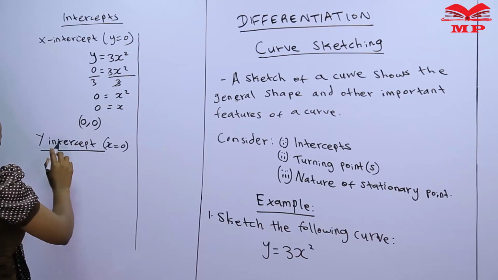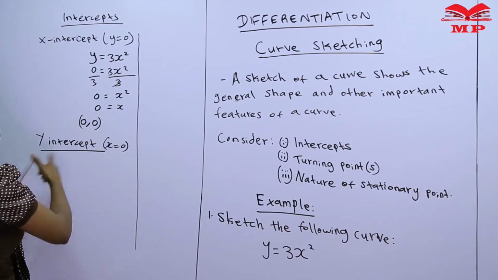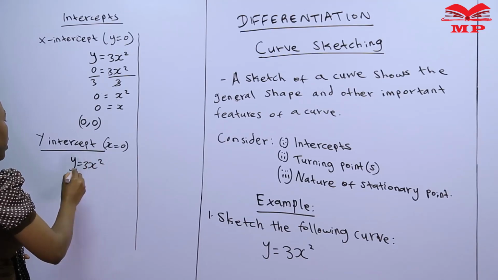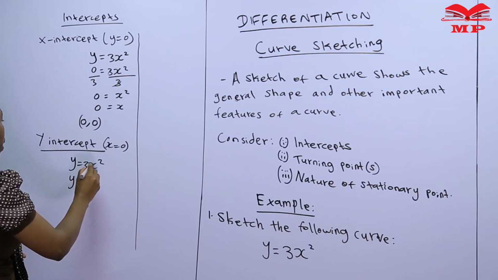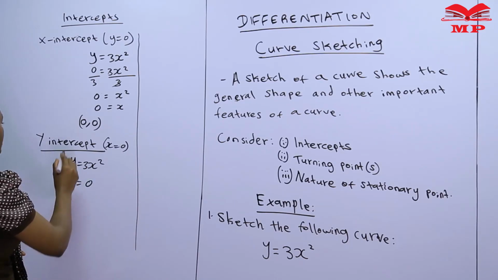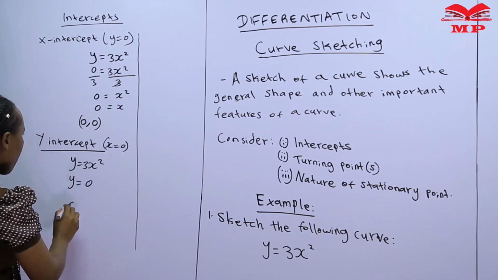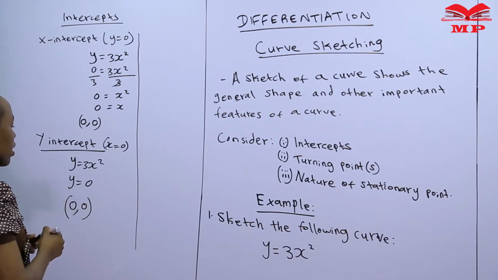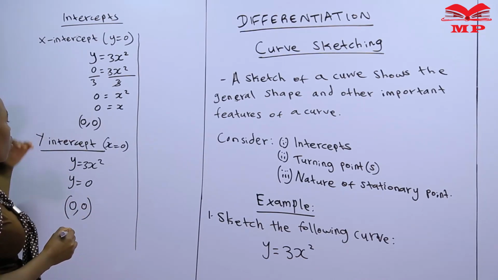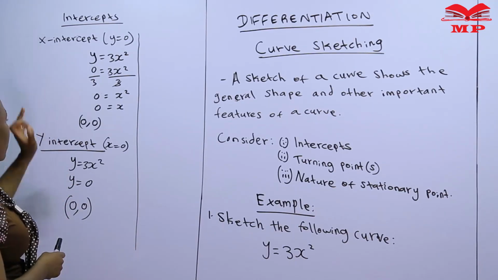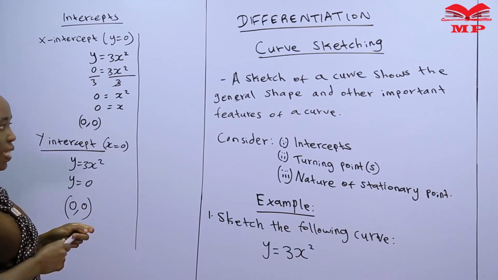Now we come and get the value of y. We have the equation y is equal to 3x squared. Our x is 0, so 0 squared times 3, we get 0. And therefore, for the y-intercept, we have 0 for x and 0 for y. So we have (0, 0). That is the origin. So we have the x-intercept and also the y-intercept.